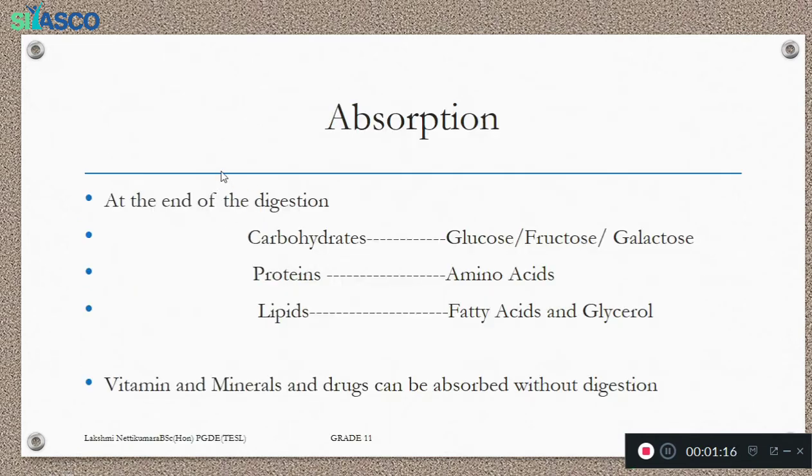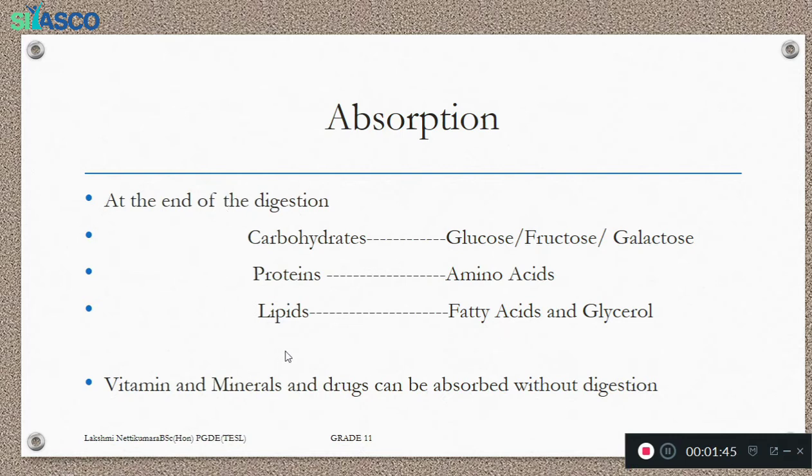We will start from the absorption, that is the third phase of the digestion. Before we talk about the absorption, we have to look at the end products of the digestion. Carbohydrates turn to glucose, fructose and galactose. Proteins turn to amino acids. Lipids turn to fatty acid and glycerol.